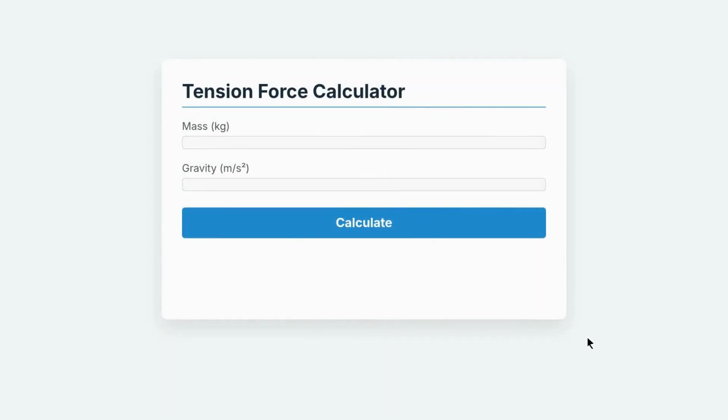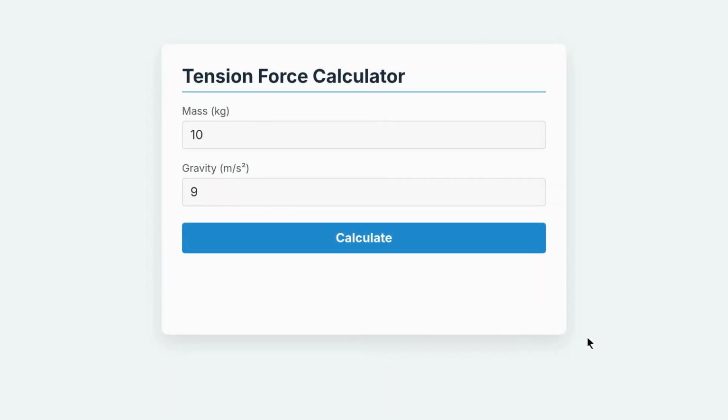For our example, I've entered 10 kilograms for mass and kept gravity at 9.81. After clicking Calculate, the results show a tension force of 98.10 newtons, which equals 10 kilogram force.